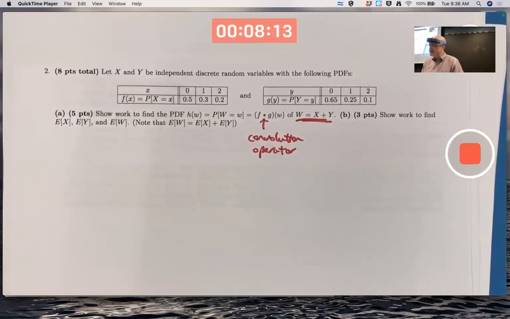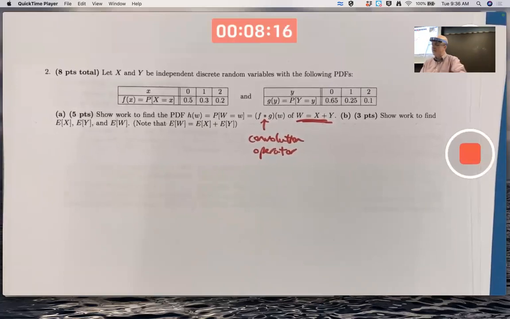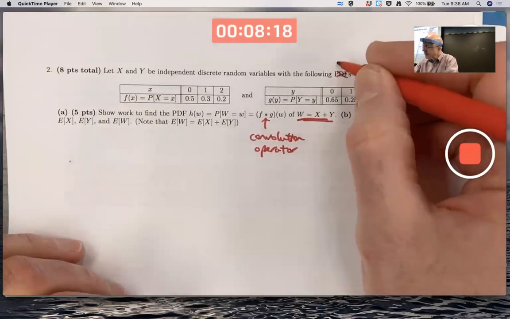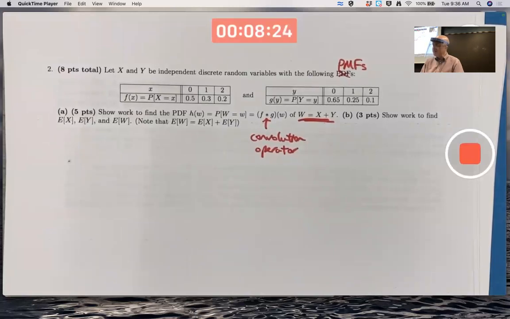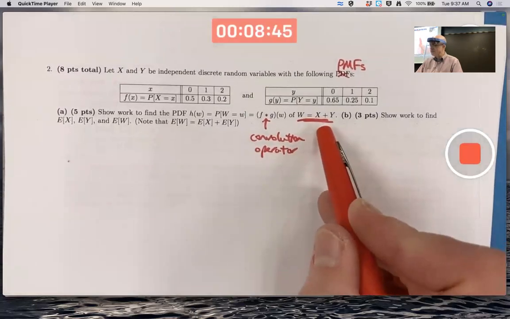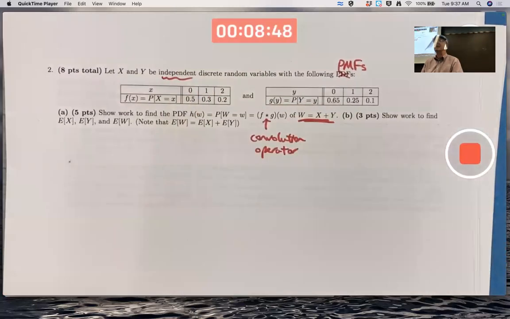Let X and Y be independent discrete random variables with the following PMFs. I'm trying to emphasize that with discrete, even though our book still calls them PDFs because it's an old book, it's more traditional these days to call them PMFs, probability mass functions, because the values of these functions give actual probabilities. You don't have to integrate them to find probabilities. They're not giving you probability densities. So they're independent, and W is the sum of these 2 variables that are assumed to be independent. That independence assumption is necessary to make the problem easier. If they're not independent, then the problem can become much harder.